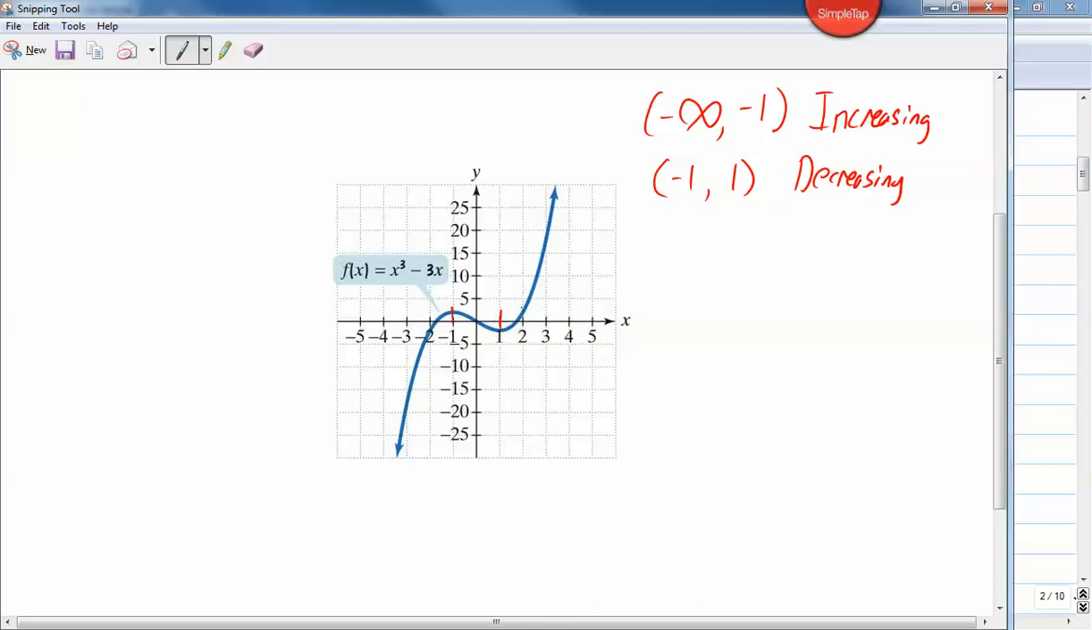And then from +1, see my graph, I'm going up, up, up, and it's going to go up and out to the right forever. So the way we write that, to the right forever, that's positive infinity. So that's from +1 to infinity, going to be increasing. Okay, so left to right, always use x values. If you have an arrow on each end, that means that you will always start with negative infinity and end with positive infinity.